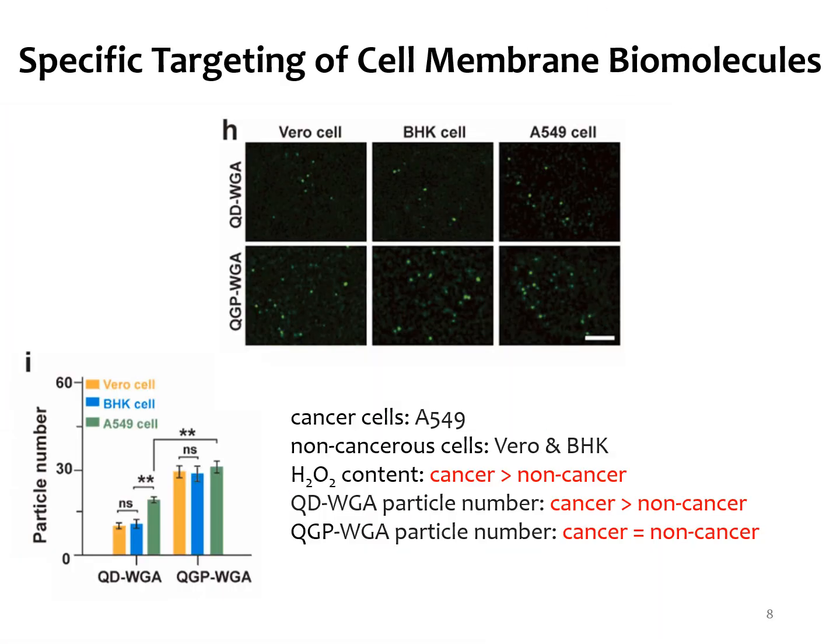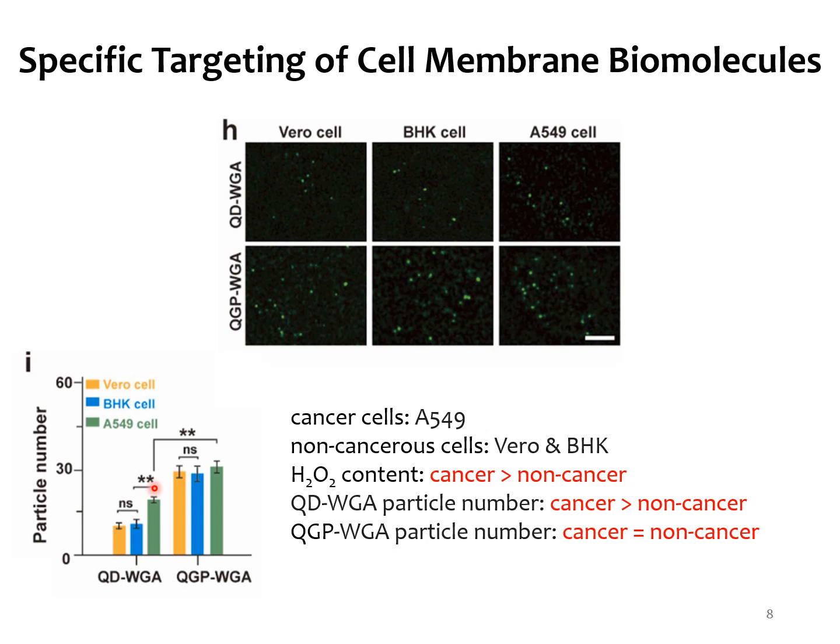Three different cell types were used here. A549 as a cancer cell, FORT and BHK as non-cancer cells. The hydrogen peroxide level is higher in cancer cells compared to non-cancer cells. Therefore, when using QD-WGA, cancer cells with more hydrogen peroxide showed a higher particle number.